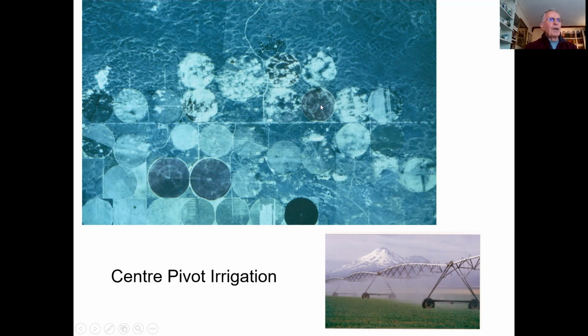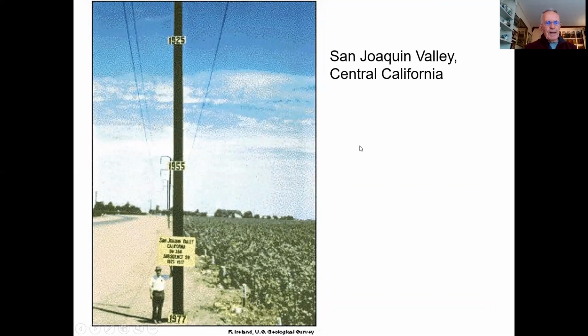And if you look at Google Earth for Saudi Arabia or Libya or the American High Plains, you'll see these great circular areas looking like Smarties across the desert surface. Huge amounts of water being exploited in that way, the groundwater level plummeting. And here is the subsidence that goes with it.